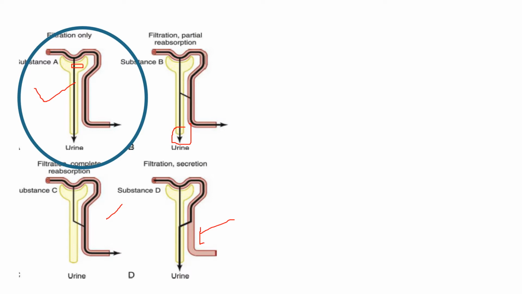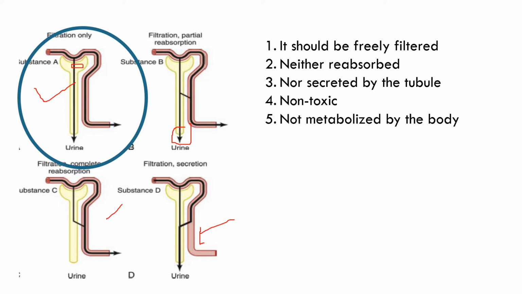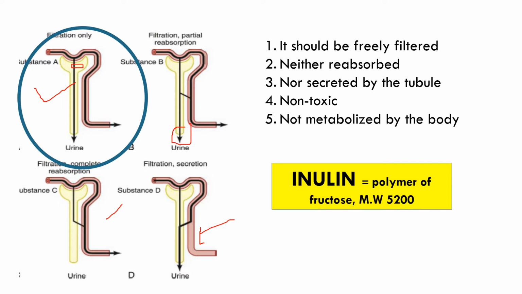So for the measurement of GFR, we require a substance that should be freely filtered. It should be neither reabsorbed nor secreted by the tubule. It is non-toxic and it should not be metabolized by the body. So if a substance can fulfill all these criteria, then only we can use it to measure the GFR. An example of such a substance is inulin. It is a polymer of fructose that has a molecular weight of 5200.